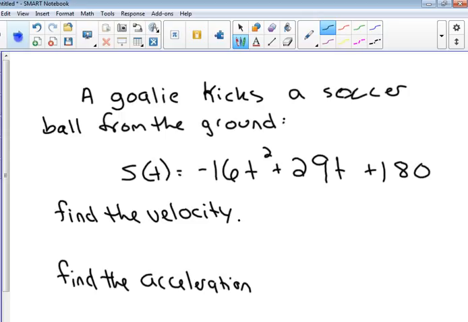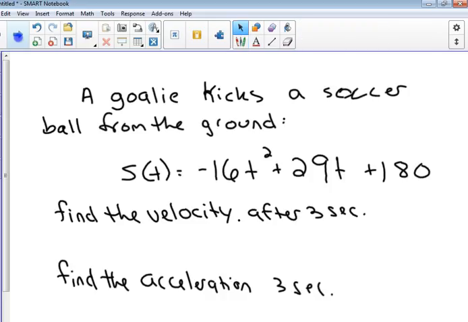Velocity is the first derivative, acceleration is the second derivative. Okay, so then this is easy, it just refreshes your memory.